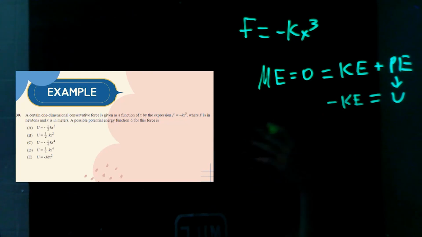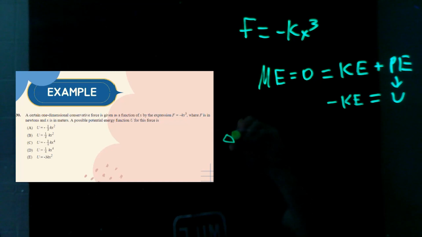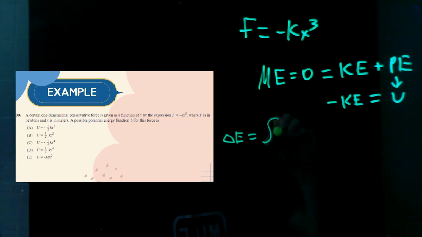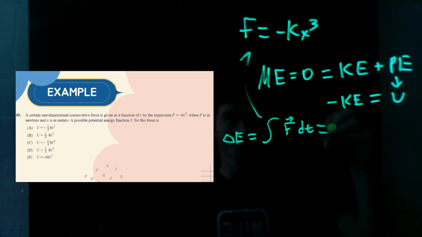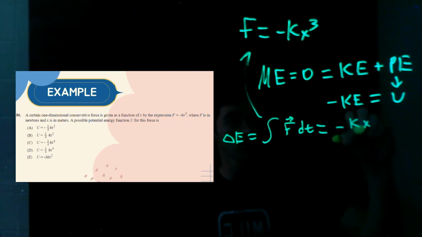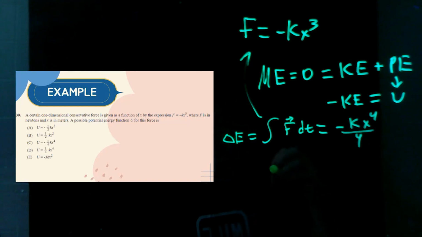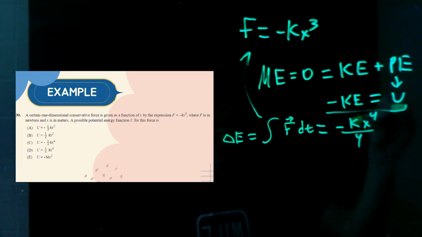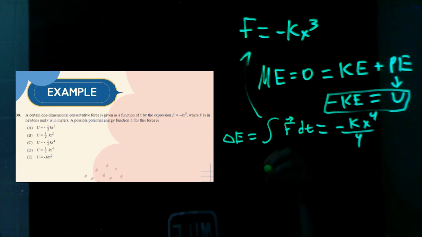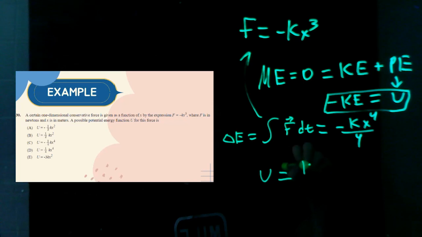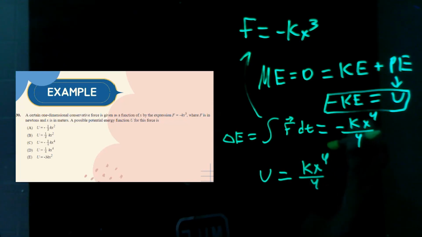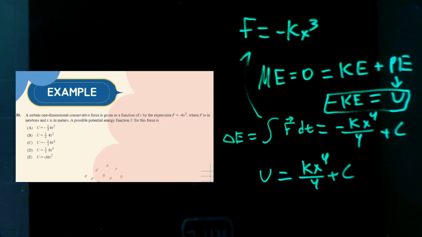Now we can see that we can find this change in energy because the change in energy is equal to the integral of this F vector with respect to x. Then we have this function up here, so we can find that by integrating this. So it is negative k x to the 4th over 4. So then we plug this back into the equation up there, and we get U is equal to k x to the 4th over 4 plus C. I almost forgot about that. And that gets you answer D, which again is the answer.